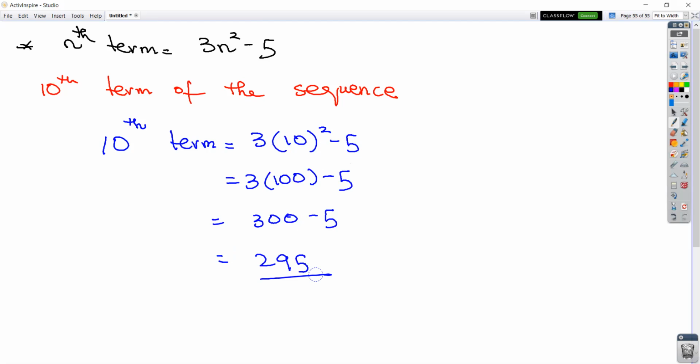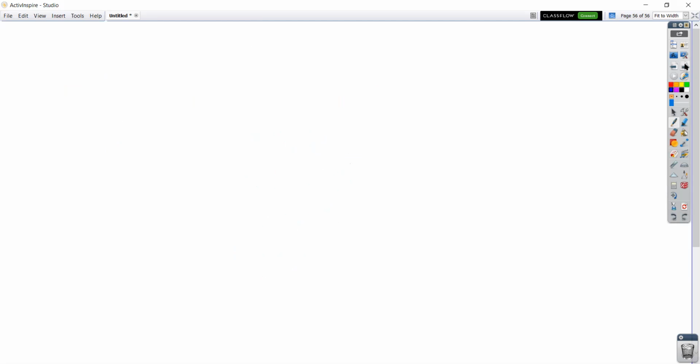Okay, we're going to do now the last example on finding the quadratic sequence. So here's the last example. I'm writing down the numbers now. And the terms we are having of the sequence is 2, 9, 22, 41, 66.